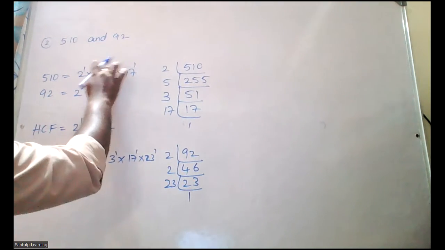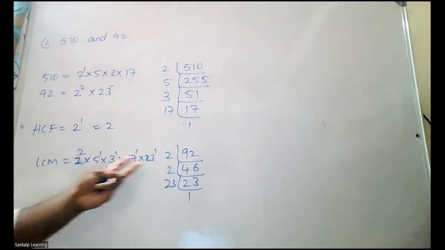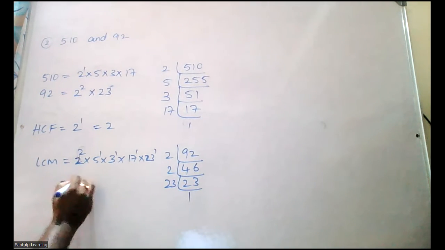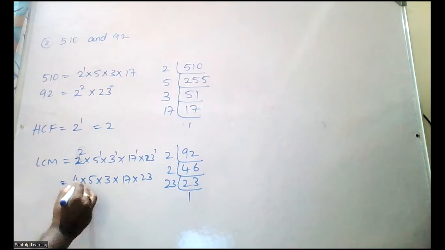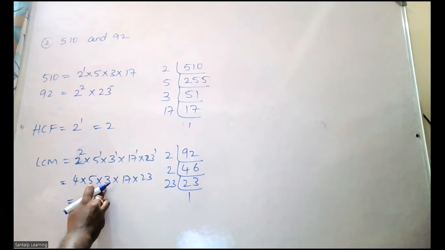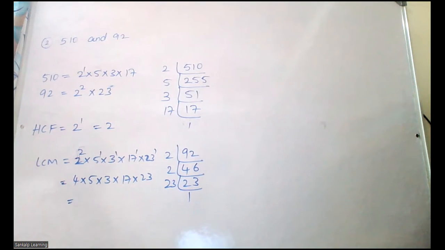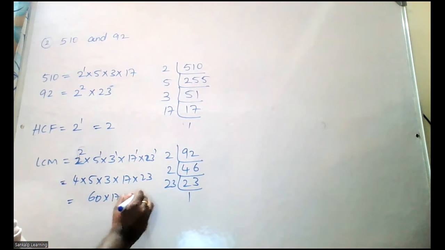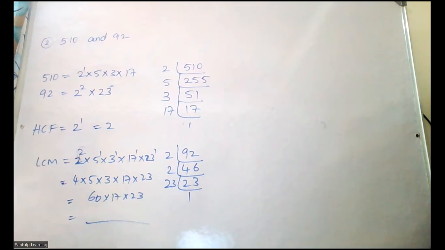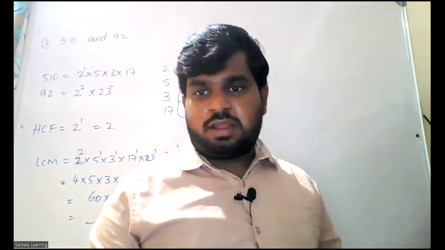Okay. Just for your reference, I'm writing it over here. So multiply all this. 2 square is 4. 4 into 5 into 3 into 17 into 23. So 4 5s are 20. 20 into 3 is 60. Let's multiply it. 60 into 17 into 23. You multiply all these numbers, you get the LCM. So this is how you find the HCF and LCM.